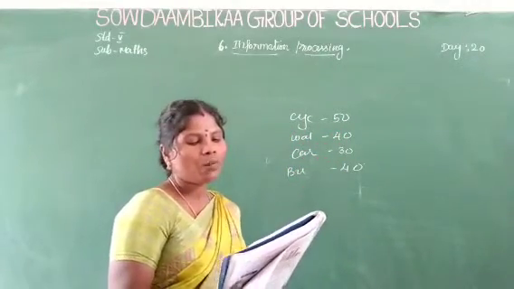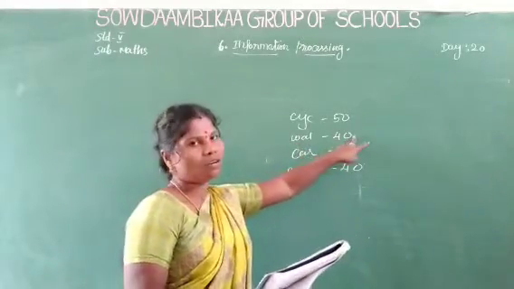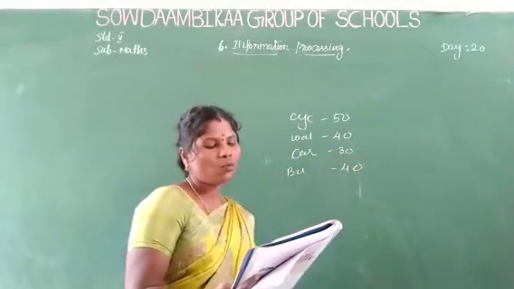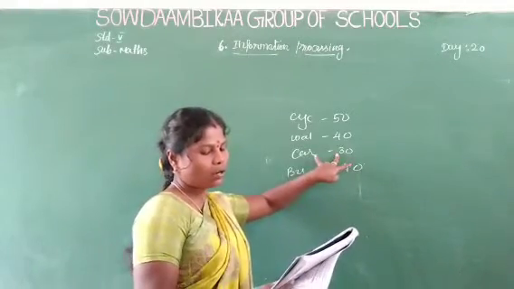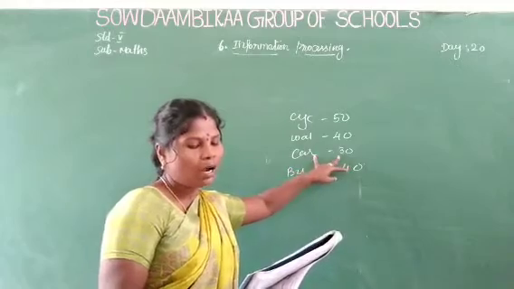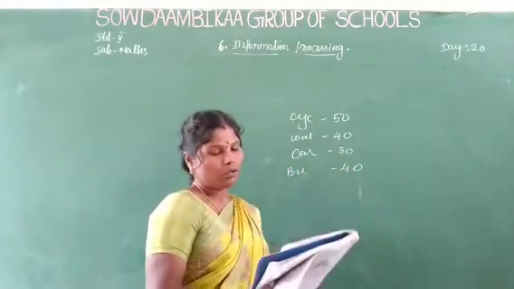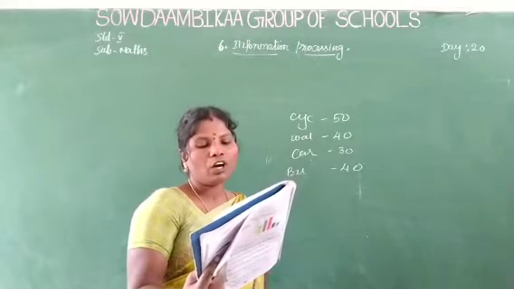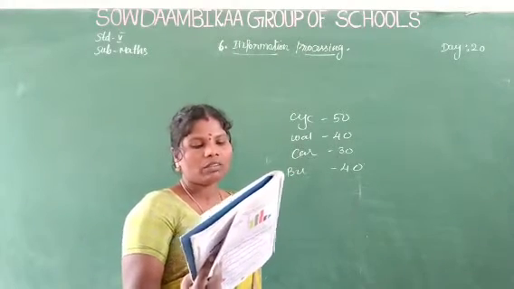Next, second one: how many students come to school by walking? 40 students. Next, which mode of transport is used the least? 30, so the answer is car. Fourth one: how many students come by bus? 40 students.